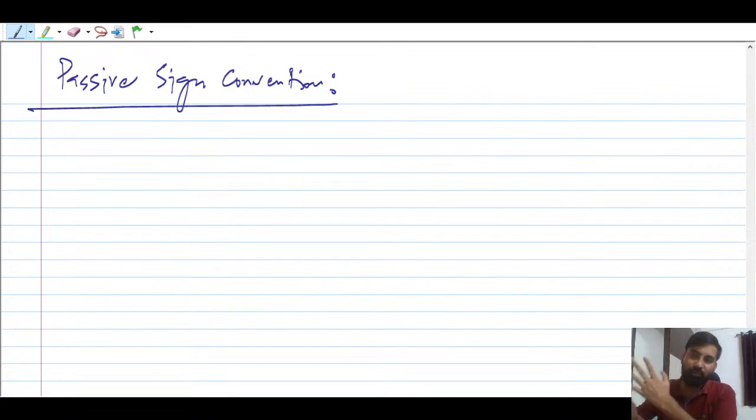So I have not considered any circuit yet, I'm just talking about basics, right? So what is this passive sign convention, guys? Remember, passive sign convention says that when current I is flowing into the terminal, that terminal is defined as positive for the voltage V. This is very important to remember, okay?